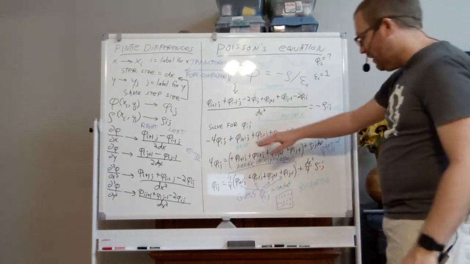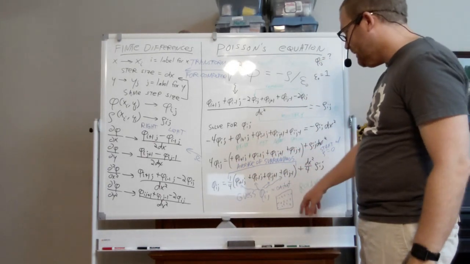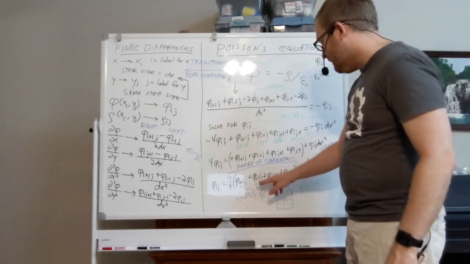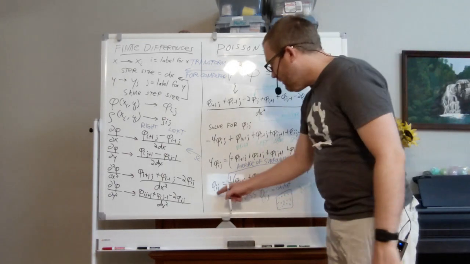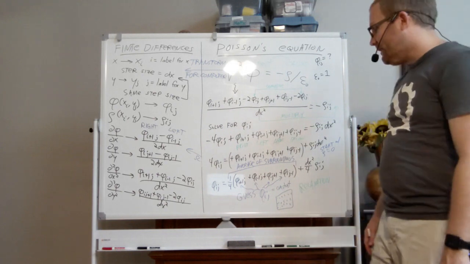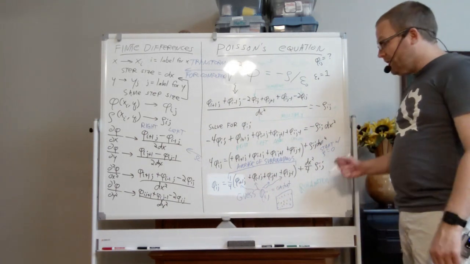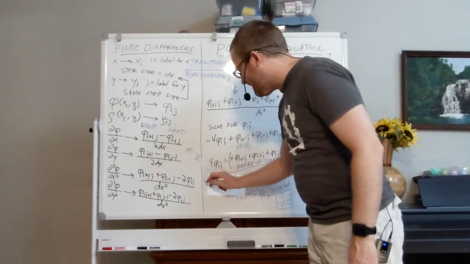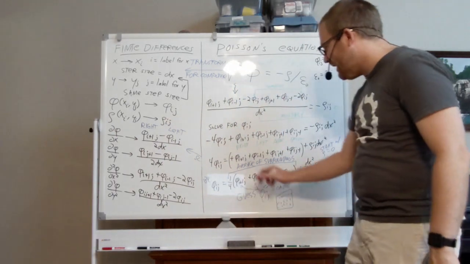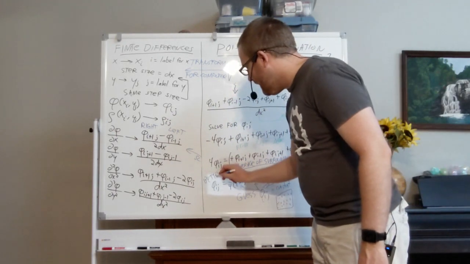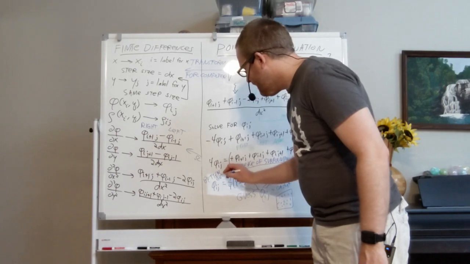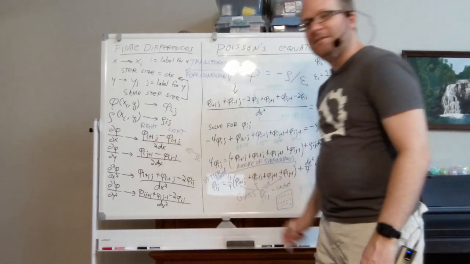So you can loop over the entire grid. You can look at each point, look at the point to the right, to the left, above, below, and calculate a new phi based on that guess. So what you'll get there is a better guess. So this initial phi is a guess. This new phi over here is a better guess.